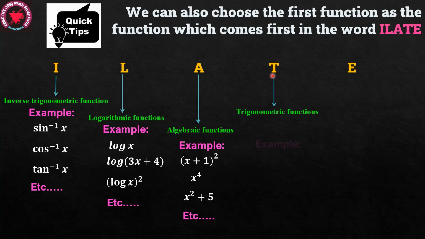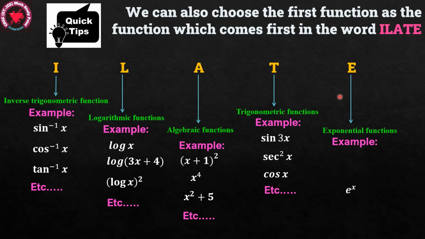T stands for trigonometric functions. Example, sin 3x, secant square x, cos x, like this. E stands for exponential functions. So exponential function means e power x and a power x. Such type of functions are called exponential functions.